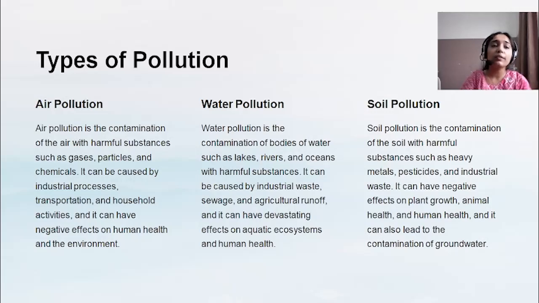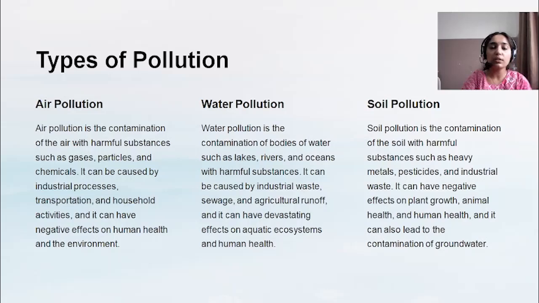Let's take a quick revision of these three pollutions. First one is air pollution. Air pollution is the contamination of the air with harmful substances such as gases, particles and chemicals. So what is air pollution? When the air is being contaminated, when the air consists of harmful chemicals and harmful substances, which can be in the form of gases or particles and chemicals, it is known as air pollution.